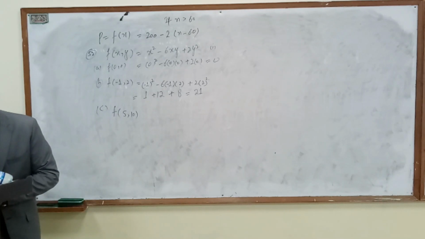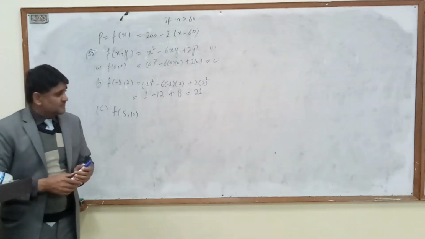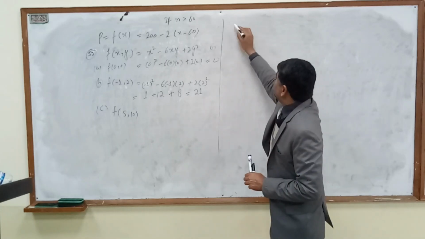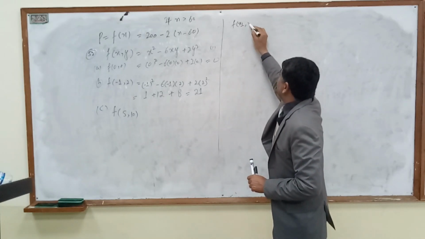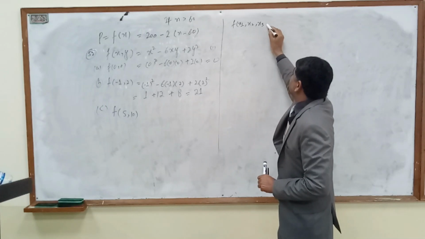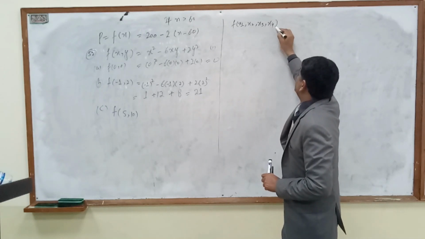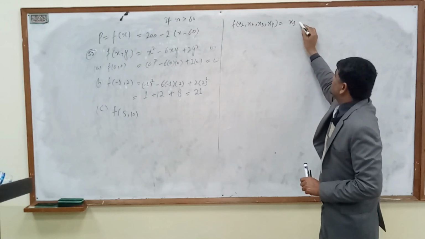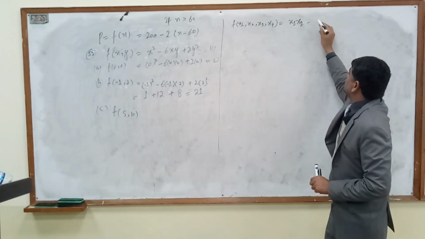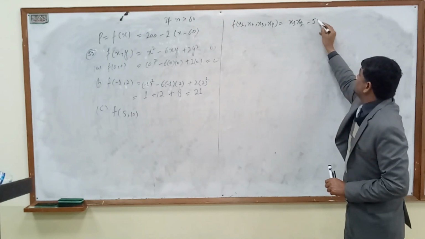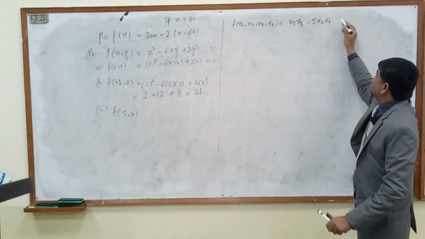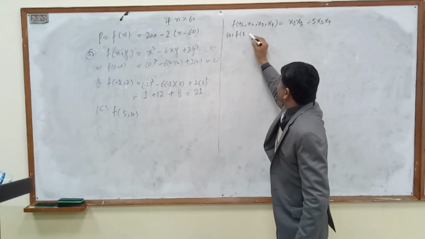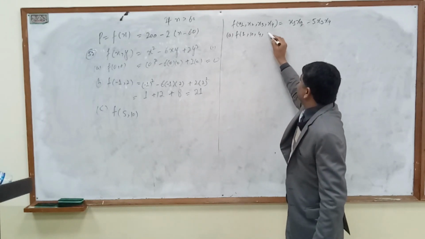We can practice question number 59. What is question number 59? F of x1, x2, x3 and x4 is equal to x1 x2 plus x2 x1, minus 5 x3 x4. Determine, part A, f of 1, 10, 4, minus 5.